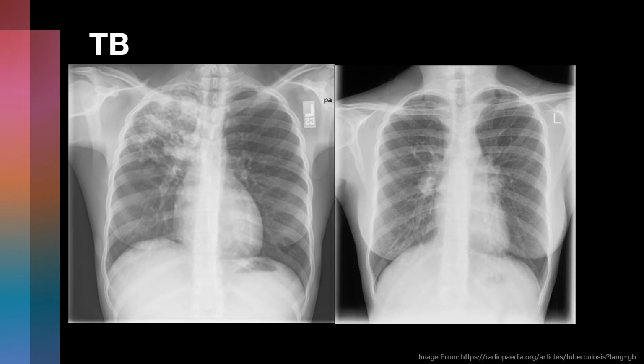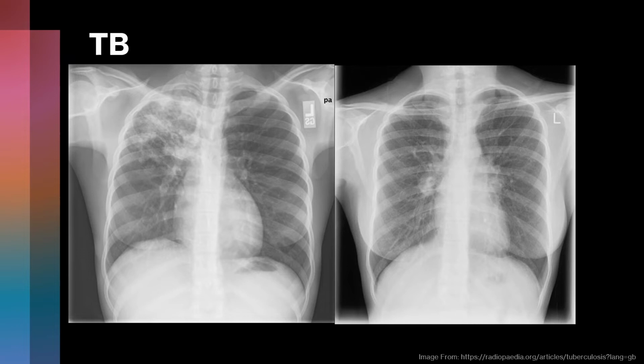And now moving on to TB, we can see that the left image is showing the typical consolidation in the right lung apex, and this is typical of a post-primary infection. And it's also very typical to have cavitation in these, as well as other pleural disease.